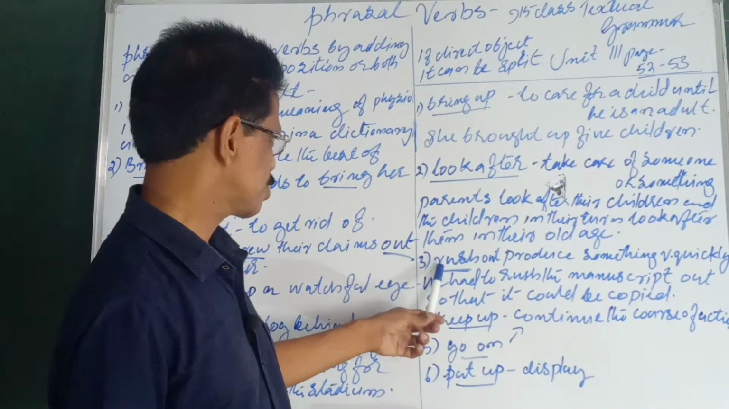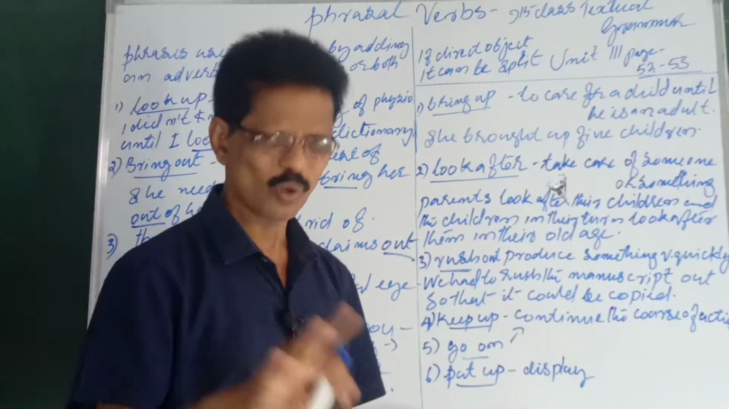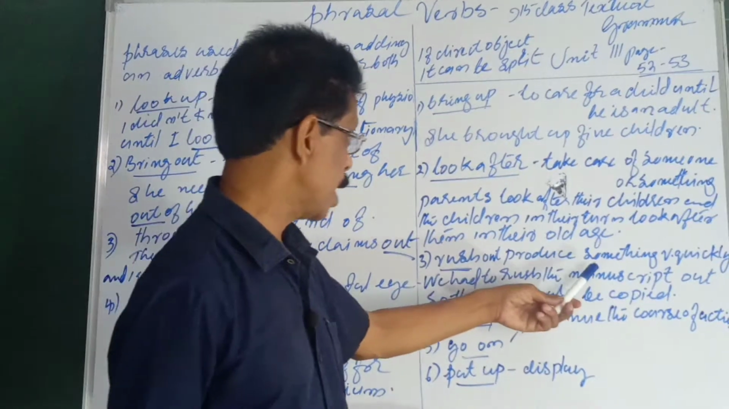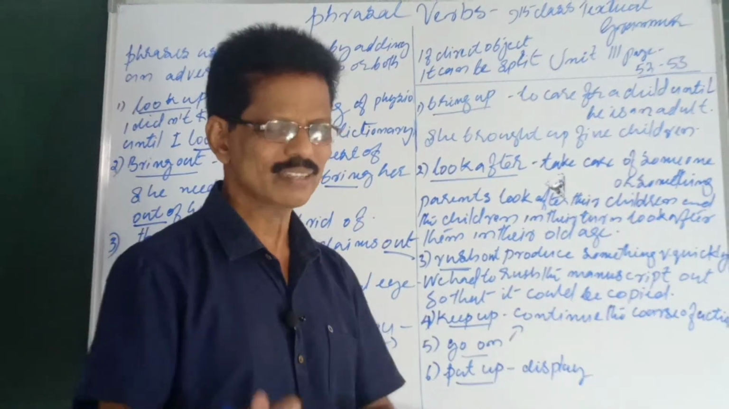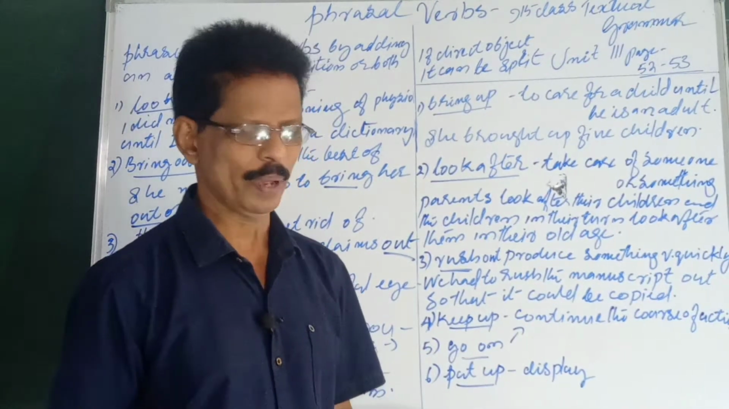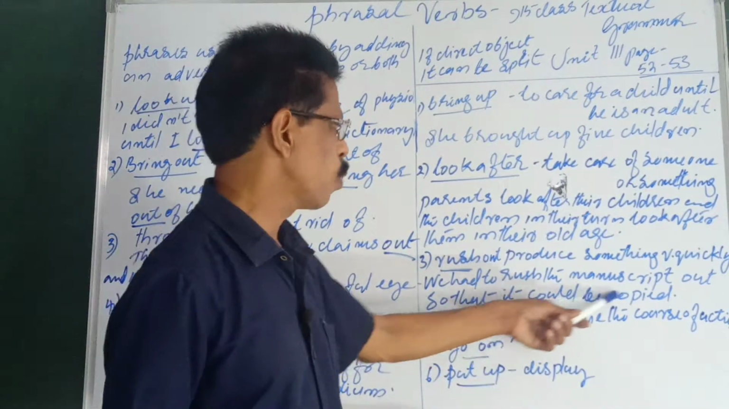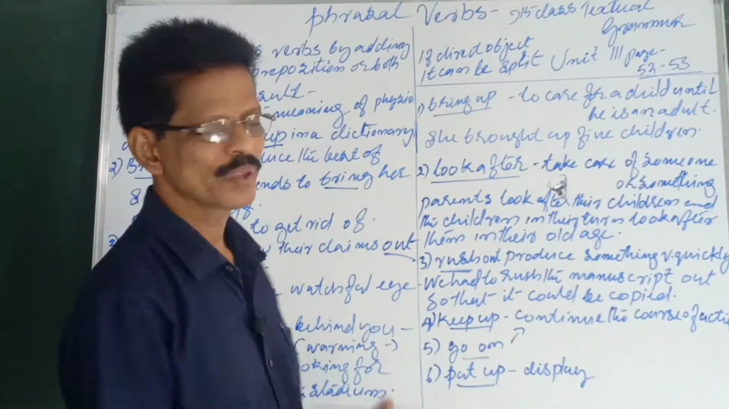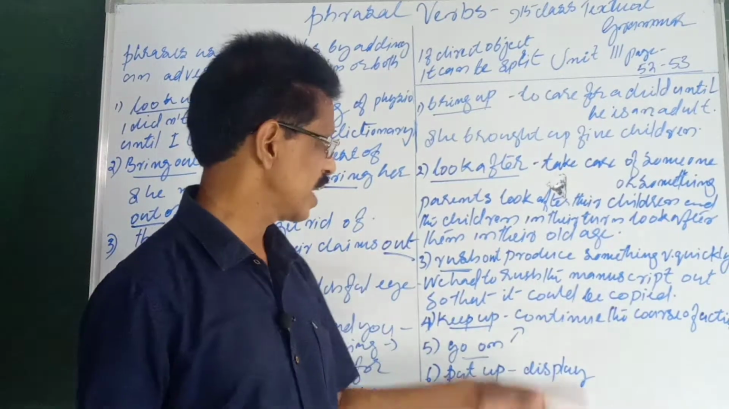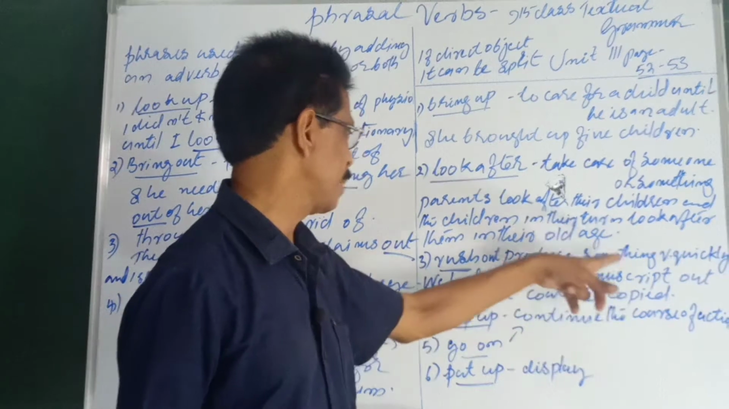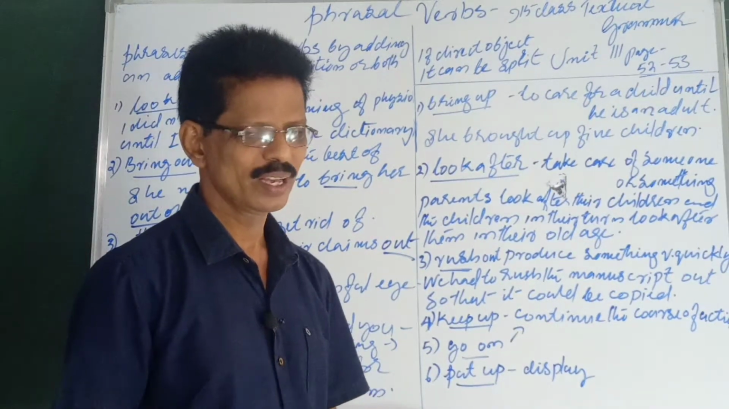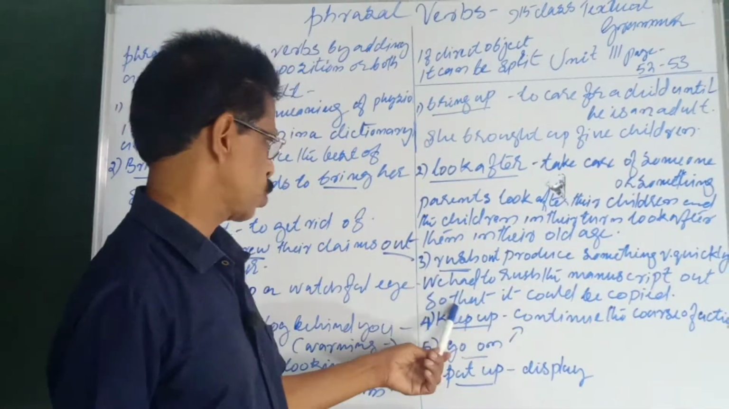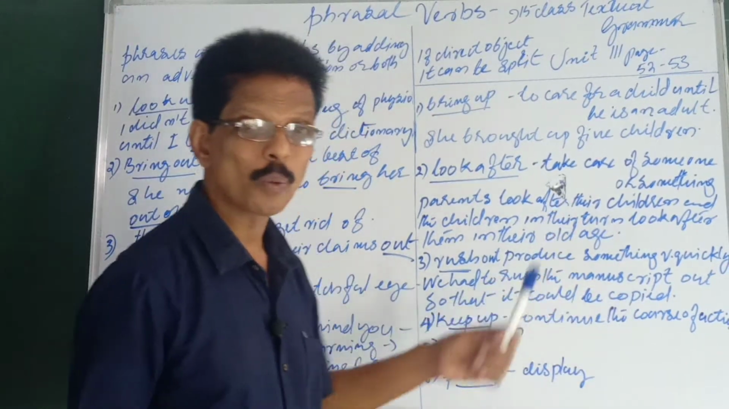Okay. Next, rush out. Don't rush out, please. Slow. Rush out means produce something very quickly. We have to rush the manuscript out. The manuscript means handwritten copy, so that it could be copied. So we have to rush the manuscript out so that we can take copies. Rush out, not simply running out. We have to rush the manuscript out so that it could be copied.